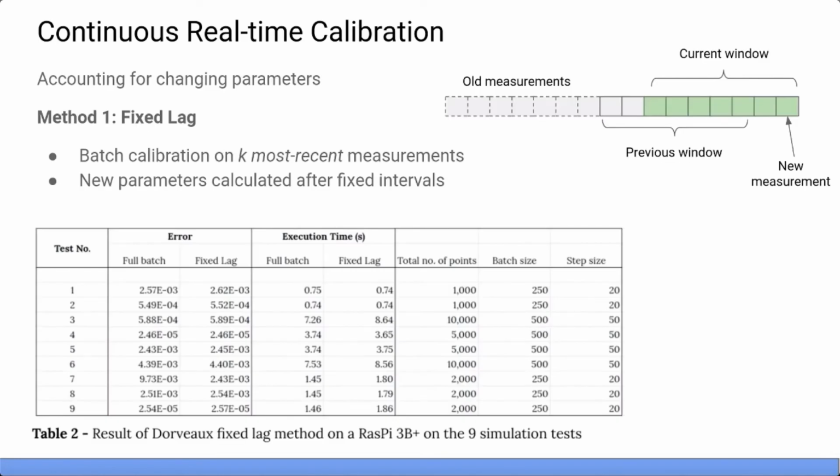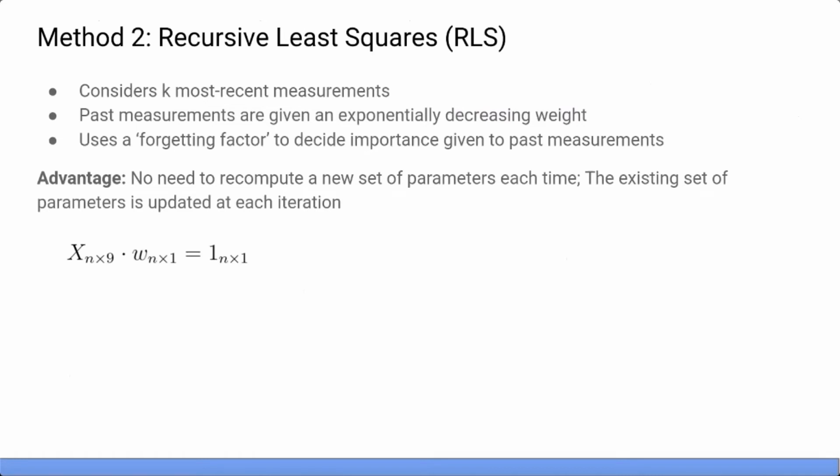So this was the fixed lag method. We tried one more method for continuous real-time calibration, which was the recursive least squares method, or RLS. This method also considers the k most recent measurements, but now past measurements are given an exponentially decreasing weight, and we use a forgetting factor to decide how much importance to give to past measurements. The advantage of this method is that we now don't need to recompute a new set of parameters each time. It's just that the existing parameters are updated with each iteration.